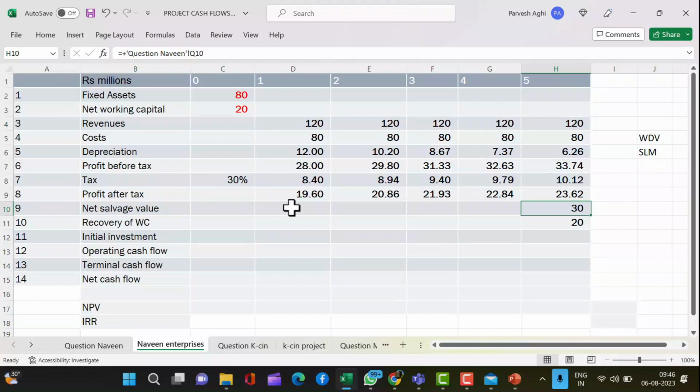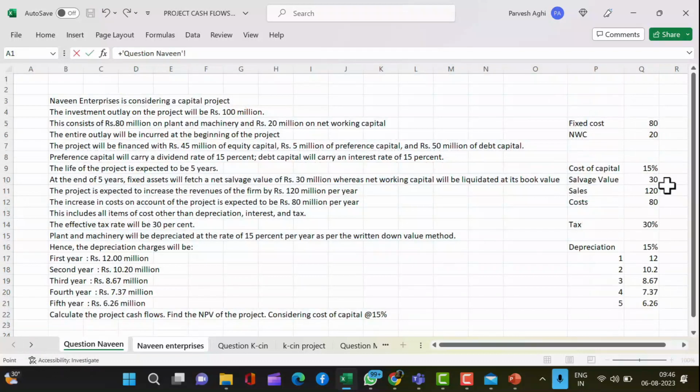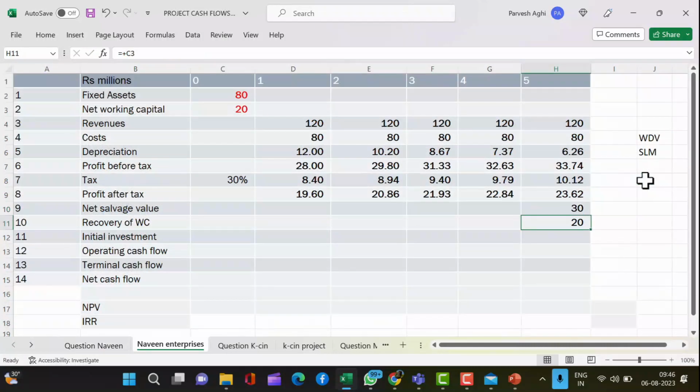Net salvage value, what I'm doing is I'm bringing it from here. The life of the machine is 5 years, and after 5 years, you're going to sell it for 30 lakhs. You bought this machine at 80 lakhs and depreciated it. But at the end of 5 years, you're going to sell this machine at 30 lakhs. The machine will be old, obsolete, you will sell it at the end of the 5th year, because you're not going to use this machine anymore.